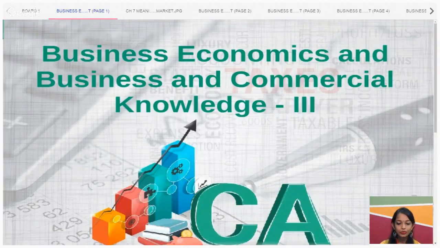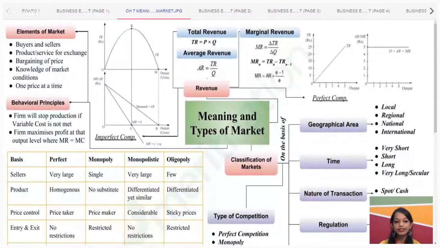So let's start with the first chapter for today, which is market and types of markets. As you can see, again, as usual, we have brought the mind map.